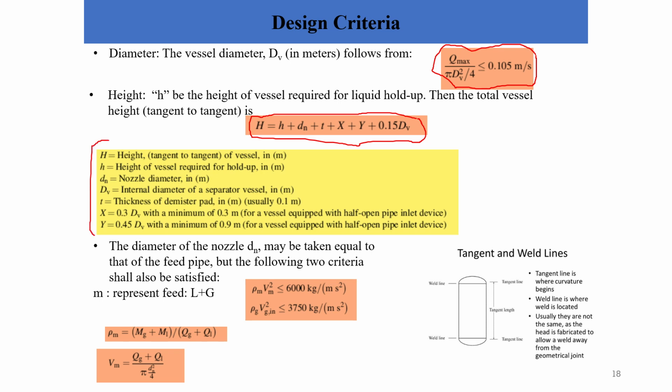In this section, what we mean by H capital, H small, and most of these parameters or definitions we have already explained in the previous slides. The diameter also has to maintain that this statement is always true or correct, and this is how you calculate rho of the M or rho mixture and velocity of the mixture.